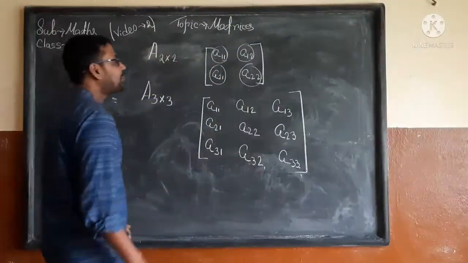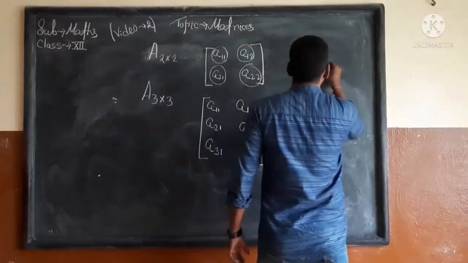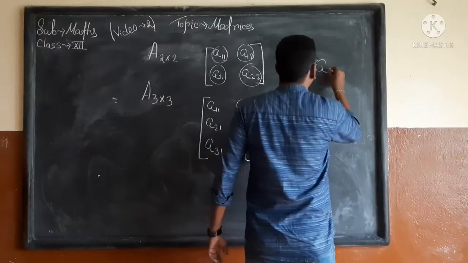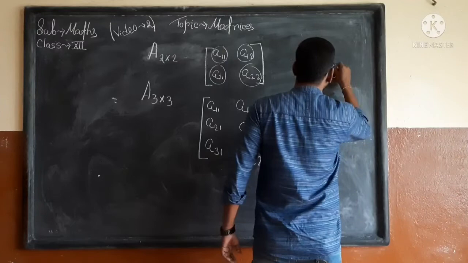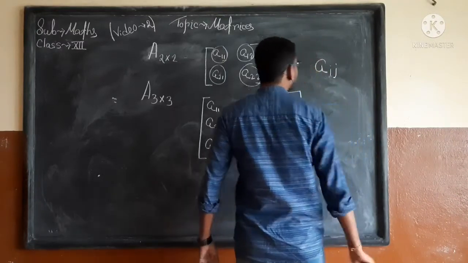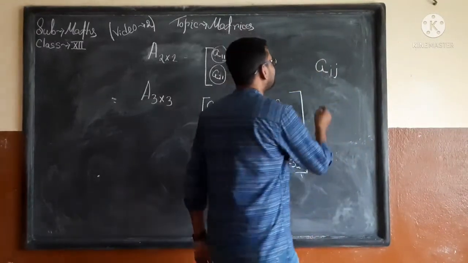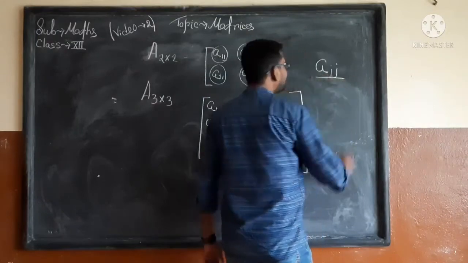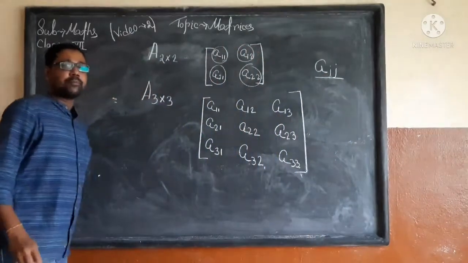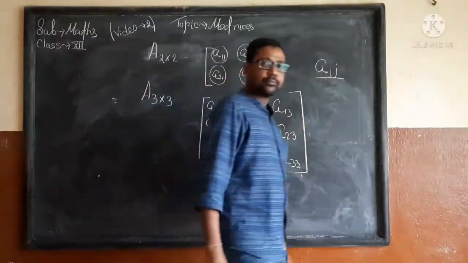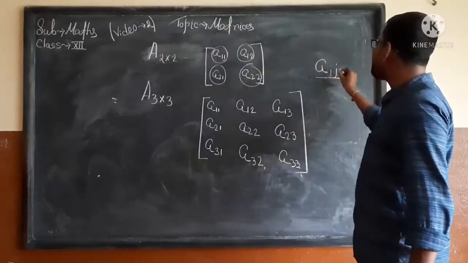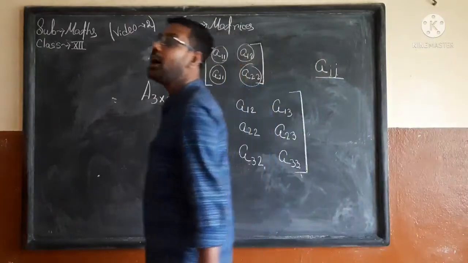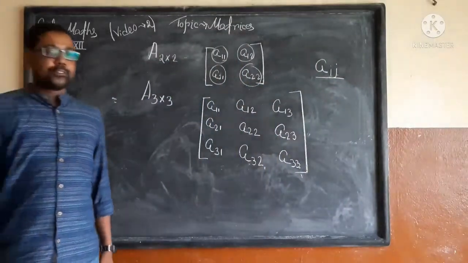And how to represent any element of a matrix in general form? That is a_ij, with I and J. Okay? This is the general notation of any element of any matrix. And the value of this I and J totally depends on the order of a matrix.